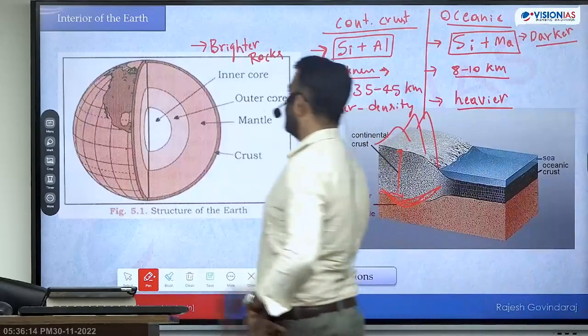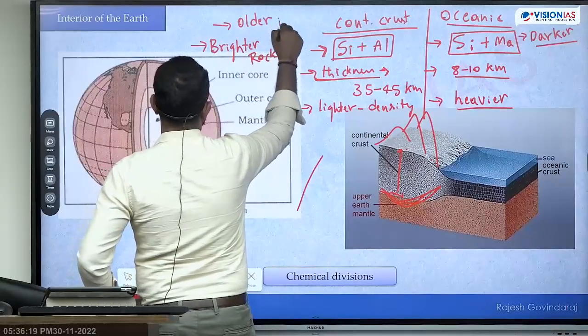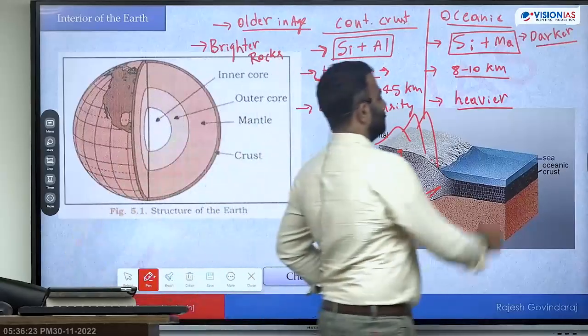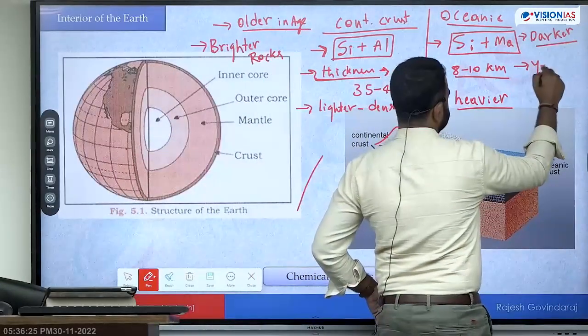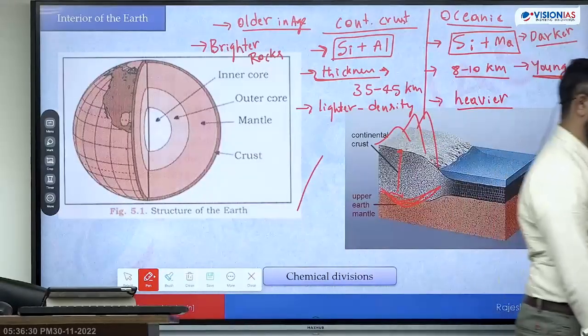In terms of age, continental crust is older in age. Oceanic crust is younger in age.